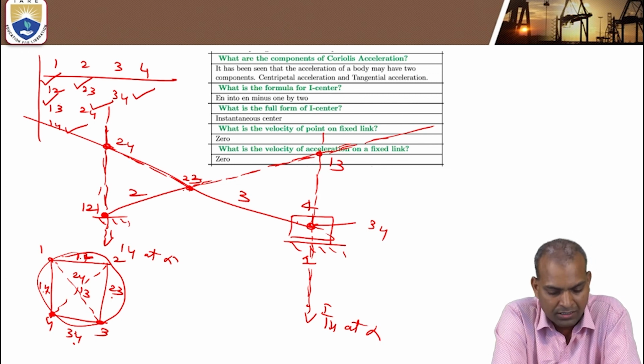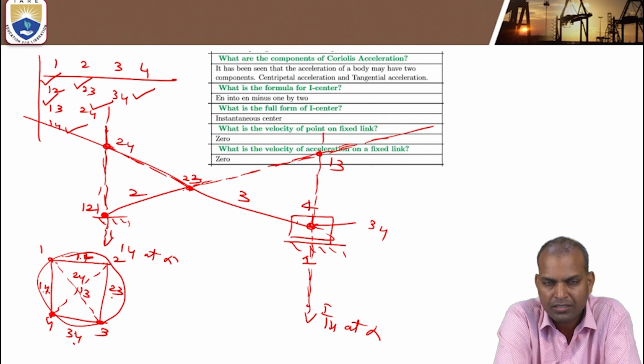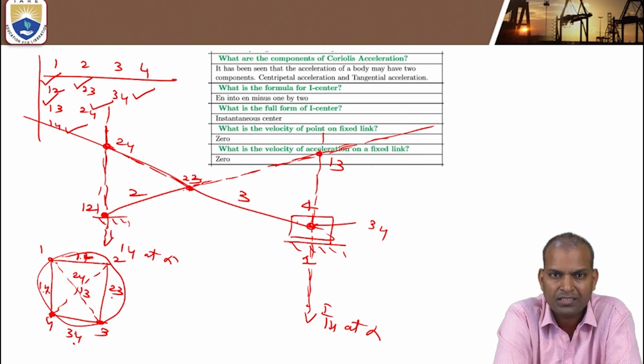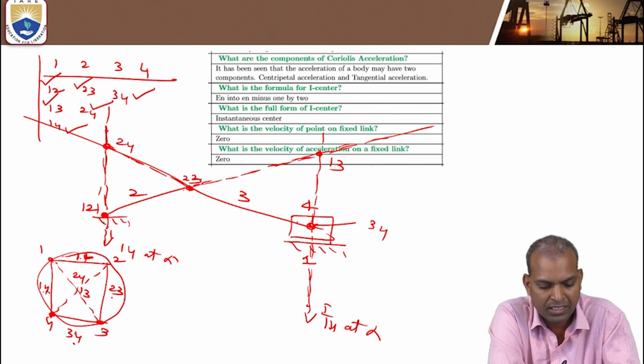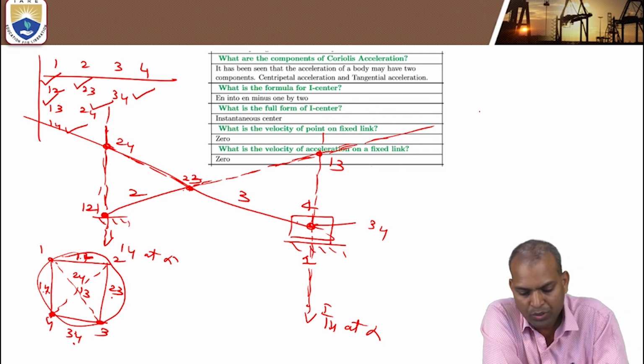And what is the I-center? What is the velocity of a point on a fixed link? It is 0. Similarly, what is the acceleration of a point on a fixed link? It is 0. What is the displacement of a body on a fixed link? It is 0. So when displacement is 0, automatically velocity and acceleration are also 0. Now next, what is the full form of I-center? Yes, instantaneous center.